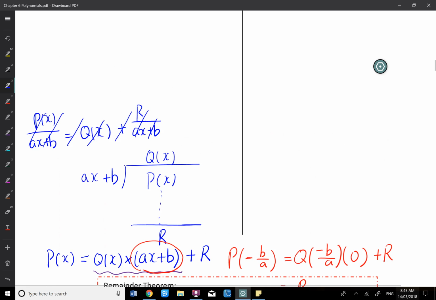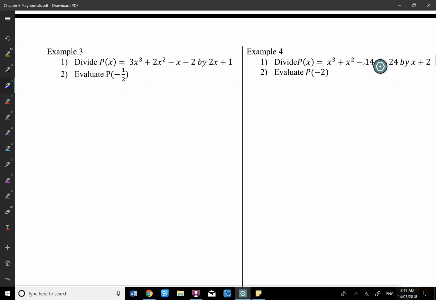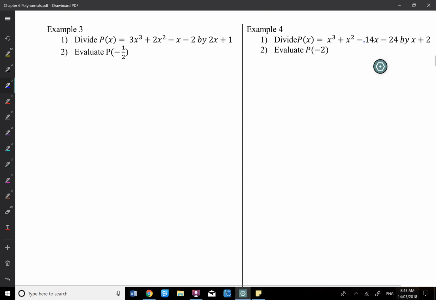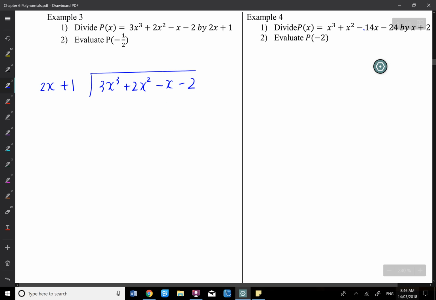So let's come back to this question here. For this question, if I want to divide 3x cubed plus 2x squared minus x minus 2 by the linear 2x plus 1, well, the numbers are quite bad for this question. 3x cubed divided by 2x is 3 over 2 x squared. So 3x cubed plus 3 over 2 x squared.